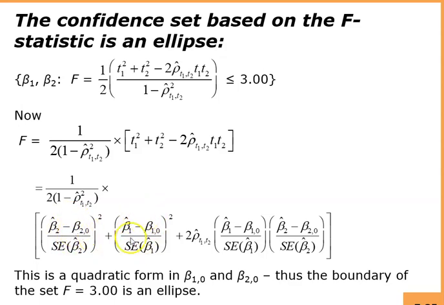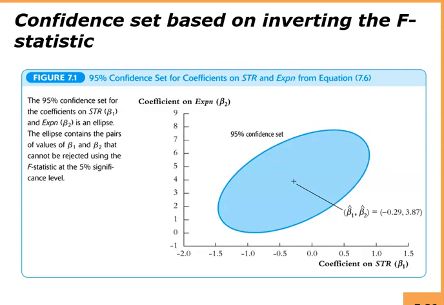Sorry, this is for T2 and this is for T1, and this whole algebraic term can be written as follows. So if you look closely at this whole segment of the F-stat formula, this is a quadratic form, and because of this quadratic nature of this algebraic term, the boundary of the confidence set, which is F equals 3, becomes an ellipse, and we can show that better graphically.